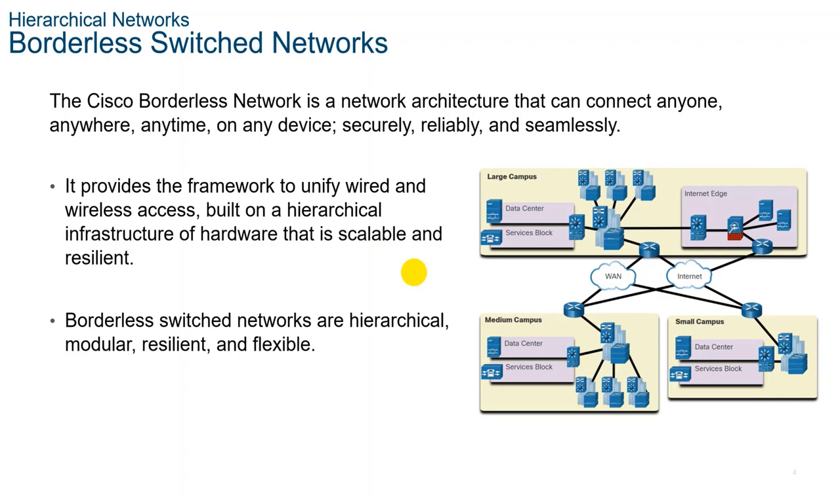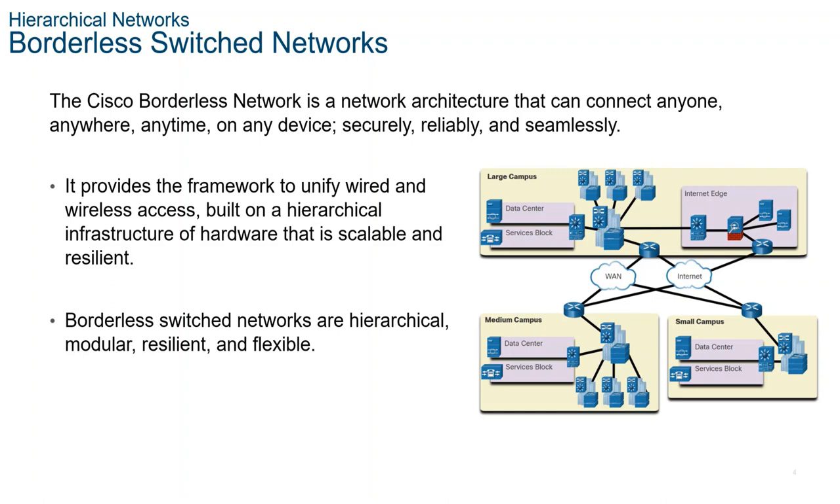It allows organizations to support a borderless network that can connect anyone, anywhere, anytime, and on any device, securely, reliably, and seamlessly. This architecture is designed to address IT and business challenges, such as supporting the converged network and changing work patterns. The borderless network provides a framework to unify wired and wireless, including policy, access control, and performance management across many different device types.